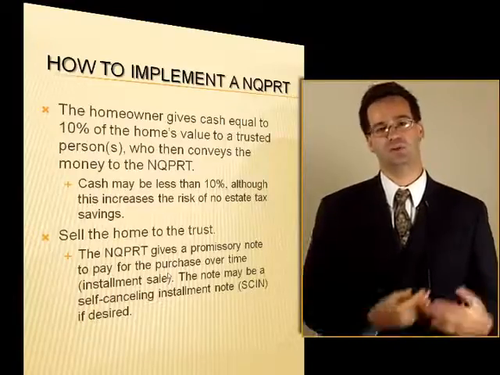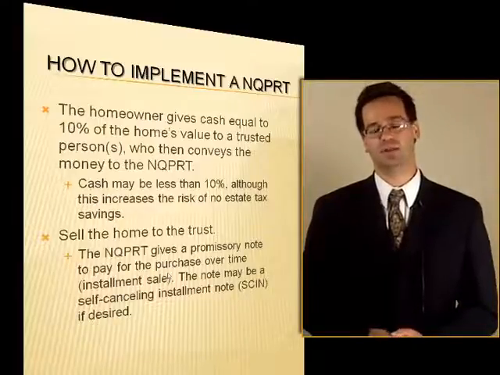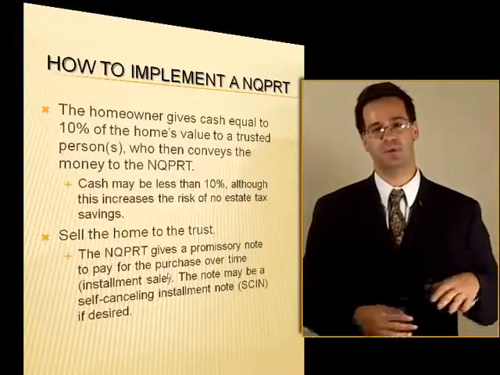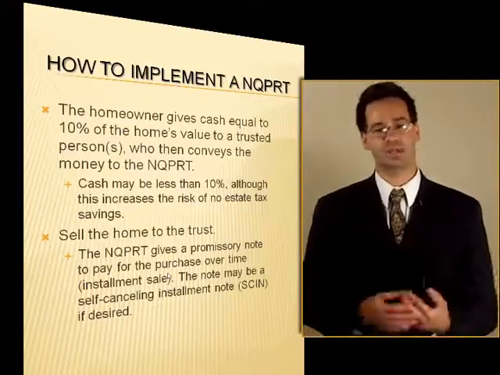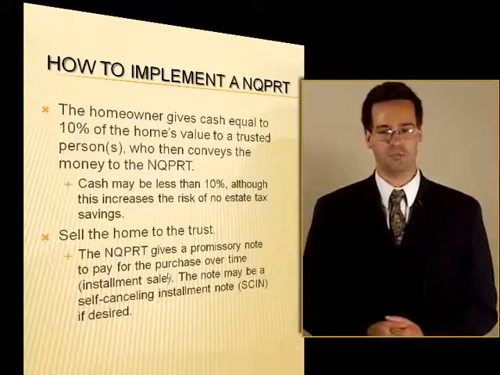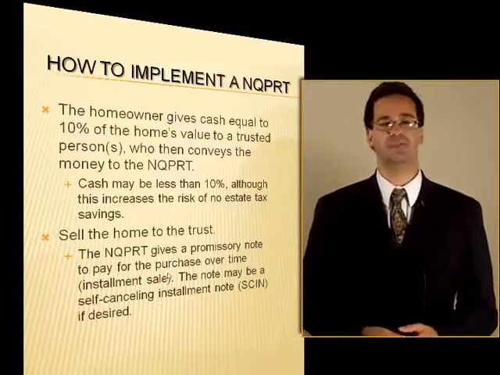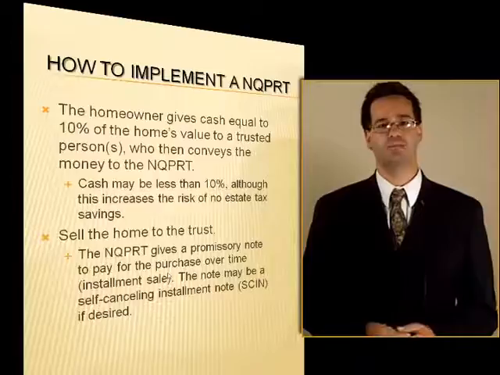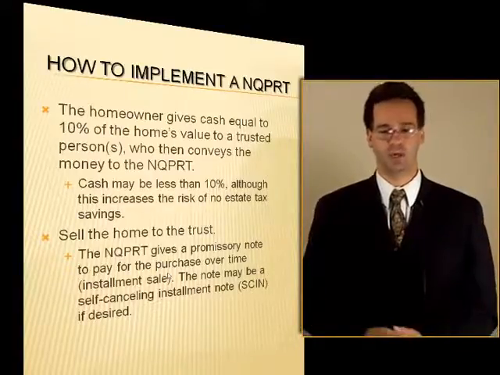But you need to gift that to a trusted friend or multiple trusted friends to avoid gift tax consequences if the initial amount's too high. And then they're going to put that into the trust. That makes them the grantor of the trust. And then you sell the home to the trust. It's going to take the form of a privately financed installment sale.